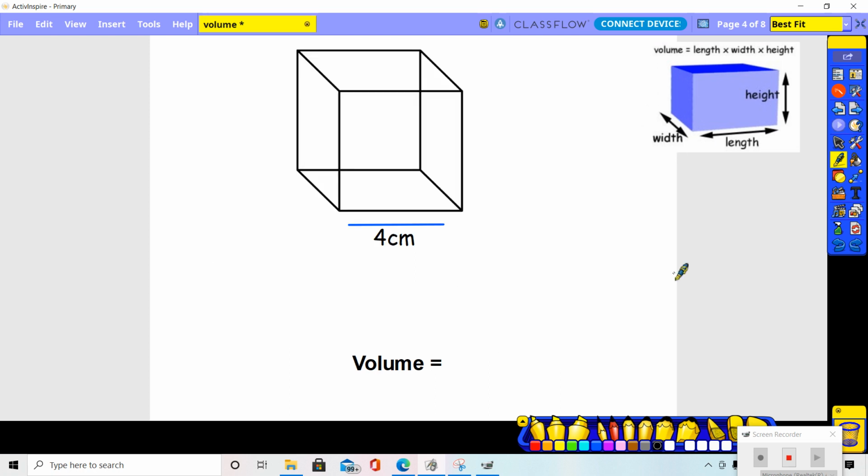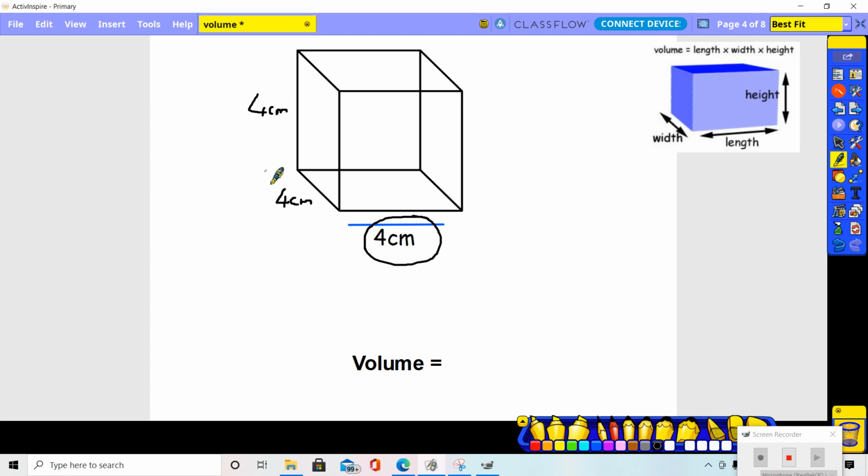Finally, I want to show you how you can find the volume of a cube. You'll notice here we've only been given one measurement. And you may come across a question like this yourself. The reason you've only been given one measurement is that a cube is a 3D version of a square, and a cube will have the same width, the same length, and the same height. So if we know one of the measurements is 4 centimeters, we'll also know that the width must be 4 centimeters, and we also know that the height must be 4 centimeters.